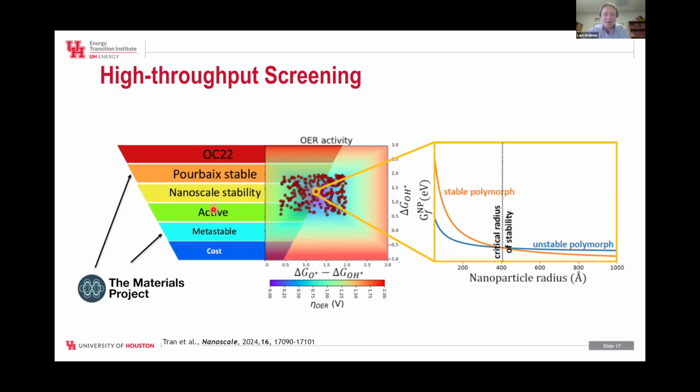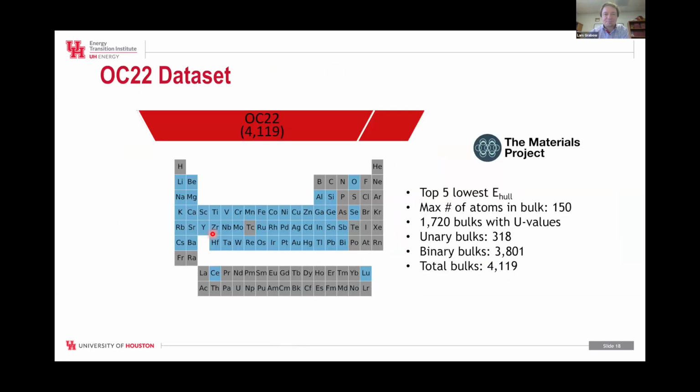Then, of course, we want to look at active materials. We can include some extra materials that are metastable, and obviously we do want to have cheaper materials in the end, so we can look at the cost of these materials as well.